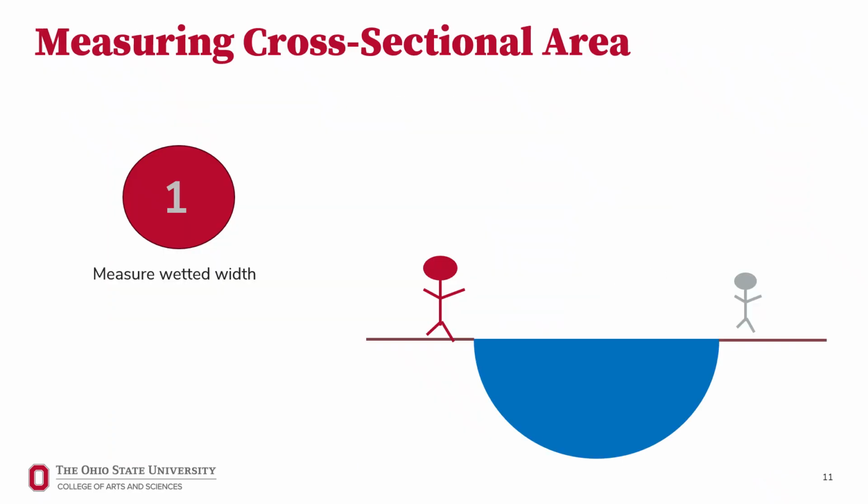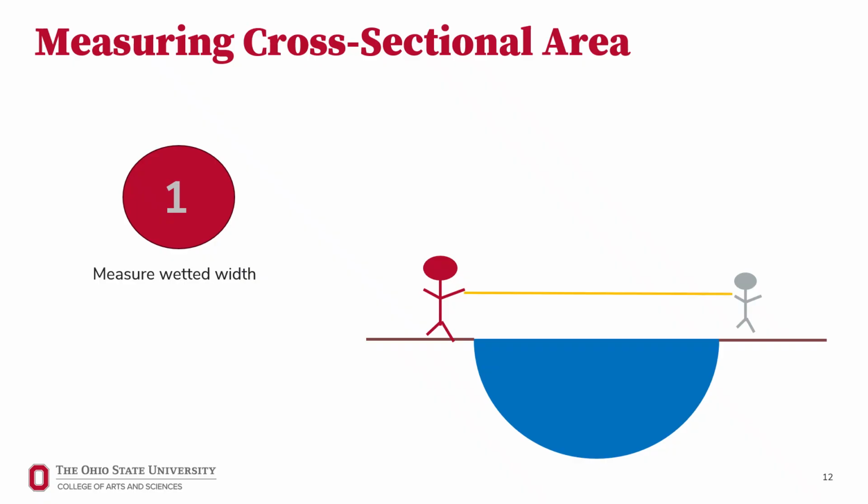When we are using the velocimeter, we will want to take several measurements of both depth and velocity throughout the transect we are going to study. This diagram is showing the river cross-section. The scarlet and gray students are standing on either stream bank. This is the top of the water, and this is the bottom of the stream.